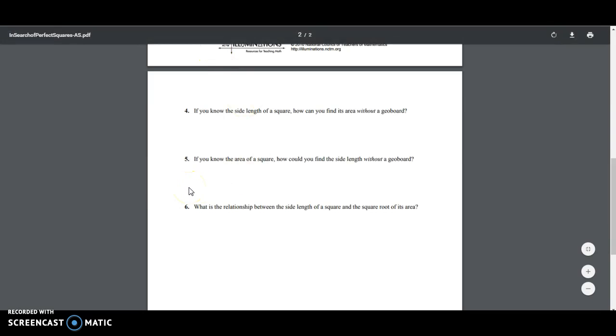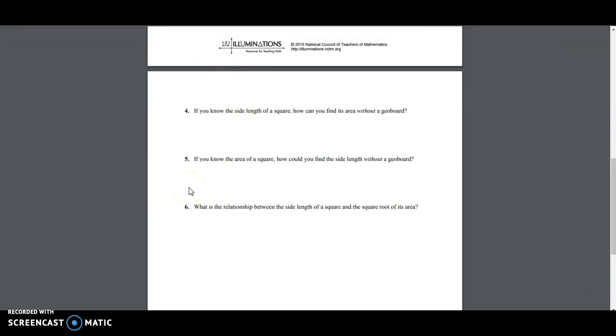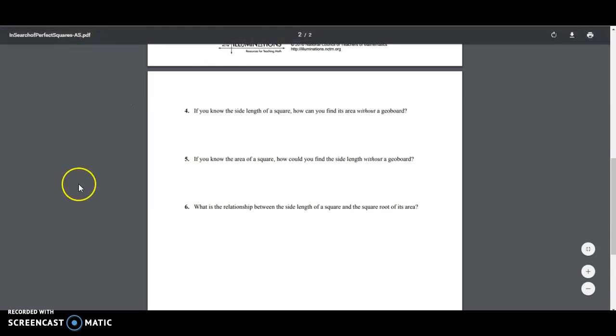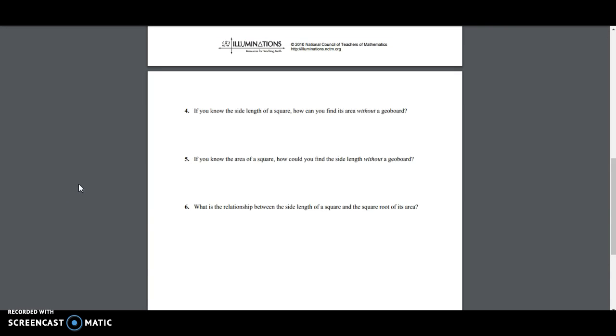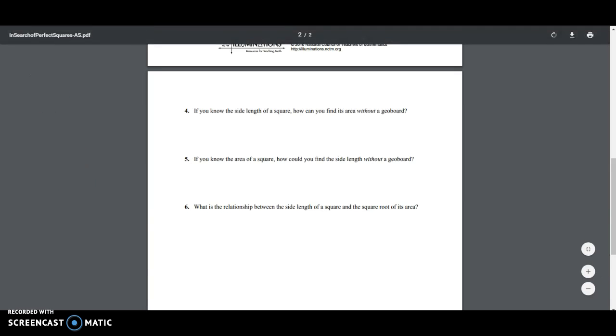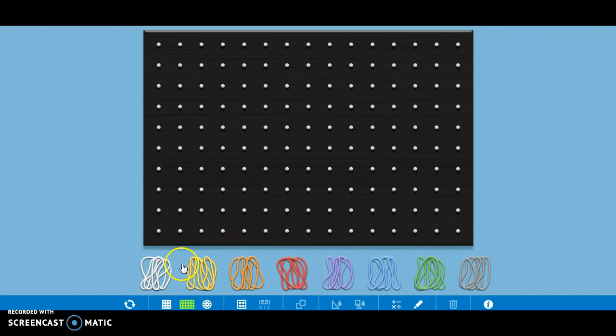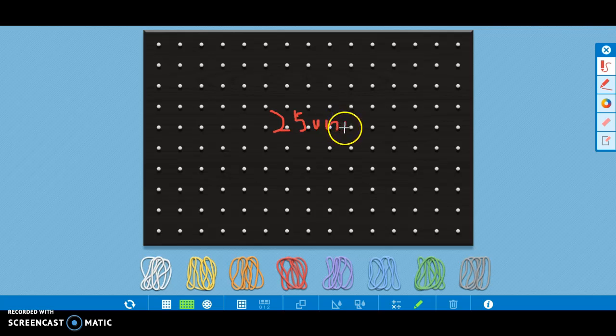Alrighty, let's move on to the next question. If you know the area of this square, how can you find the lengths without a Geoboard? Now, you're going to pause the video and discuss this with your group, so pause the video now. Okay, this can be a little bit tricky. Alright, so let's say that we have an area of 25 square units.